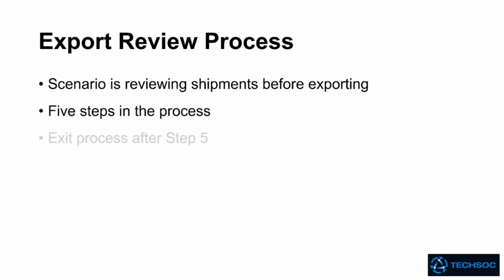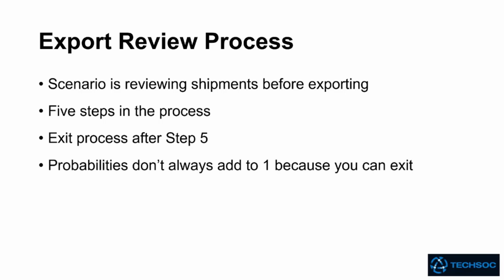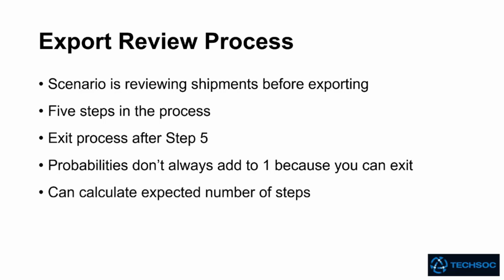There are 5 steps in this process, and it's possible to exit the process after step 5. That means that the probabilities don't always add to 1 because you can exit. However, we can use these values to calculate the expected number of steps. And, in fact, in later videos in this playlist, we will do exactly that.